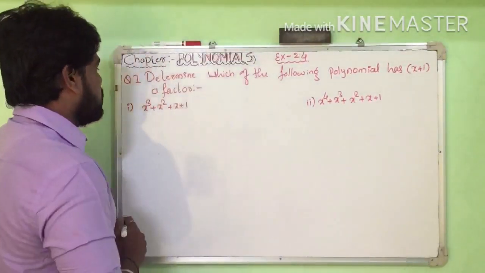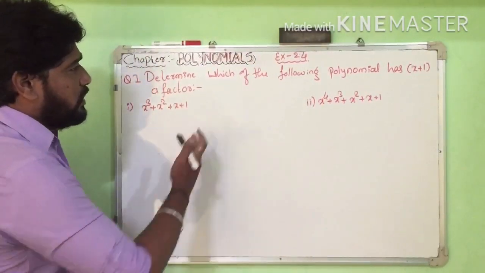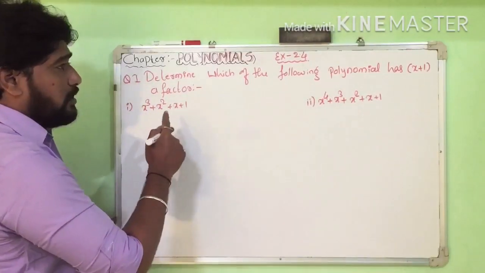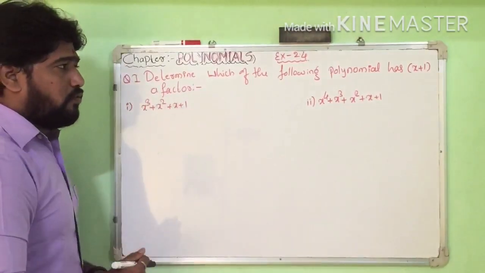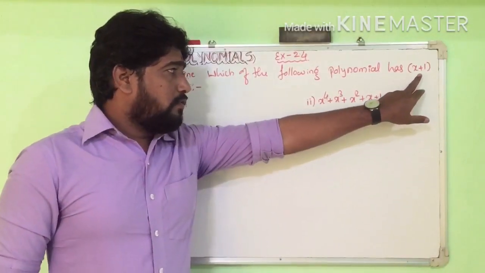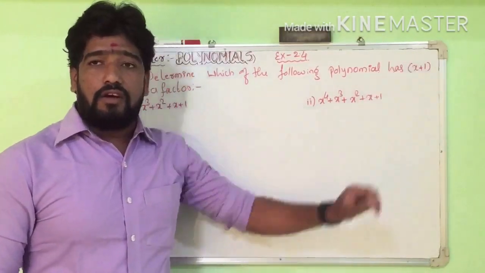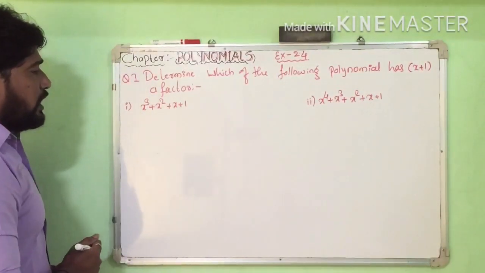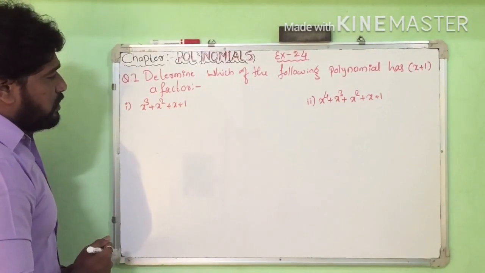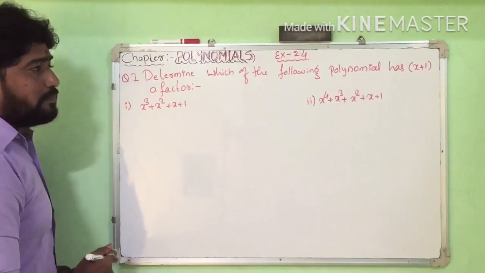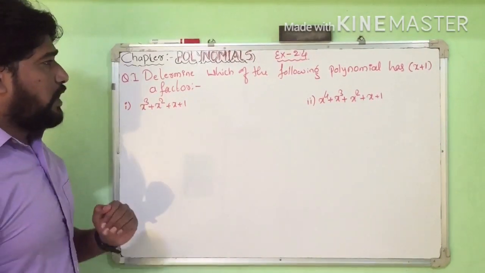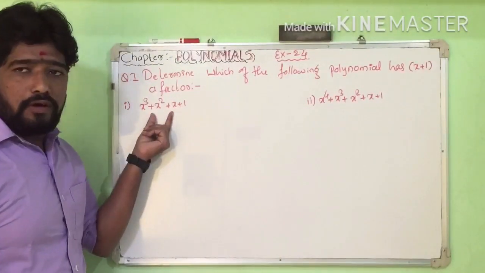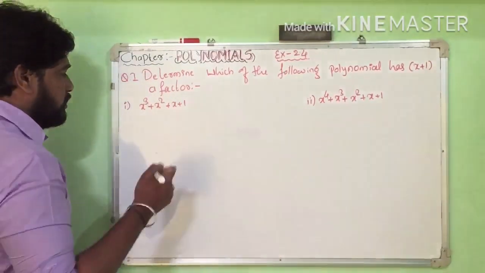So let's come, students. The first question is: determine which of the following polynomials has x plus 1 as a factor. So we want to find out whether x plus 1 is a factor of the given polynomial or not, right? The first question given here is x cube plus x square plus x plus 1. So we want to find out whether x plus 1 is a factor of this polynomial or not, right? So we will check here.